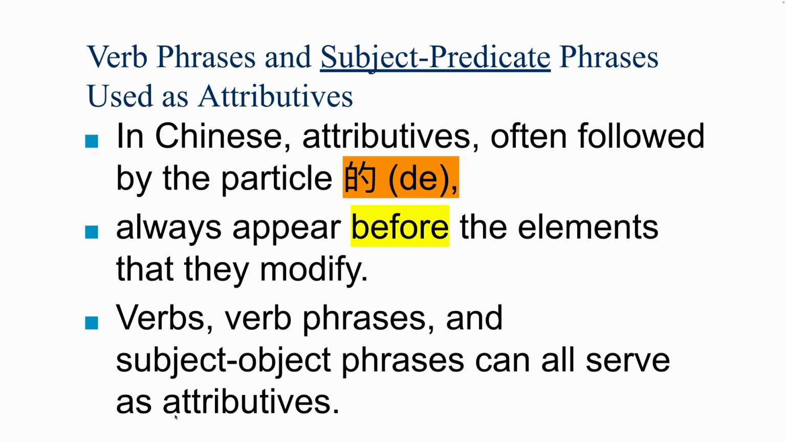Today we are going to talk about verb phrases and subject-predicate phrases used as attributives. In Chinese, attributives, often followed by the particle de, always appear before the elements that they modify. Verbs, verb phrases, and subject-object phrases can all serve as attributives. I know it sounds very confusing.